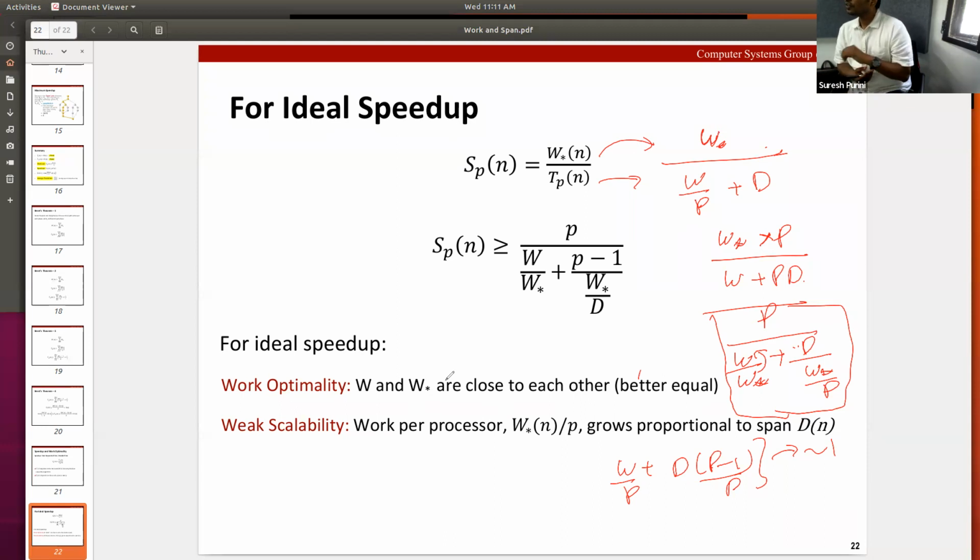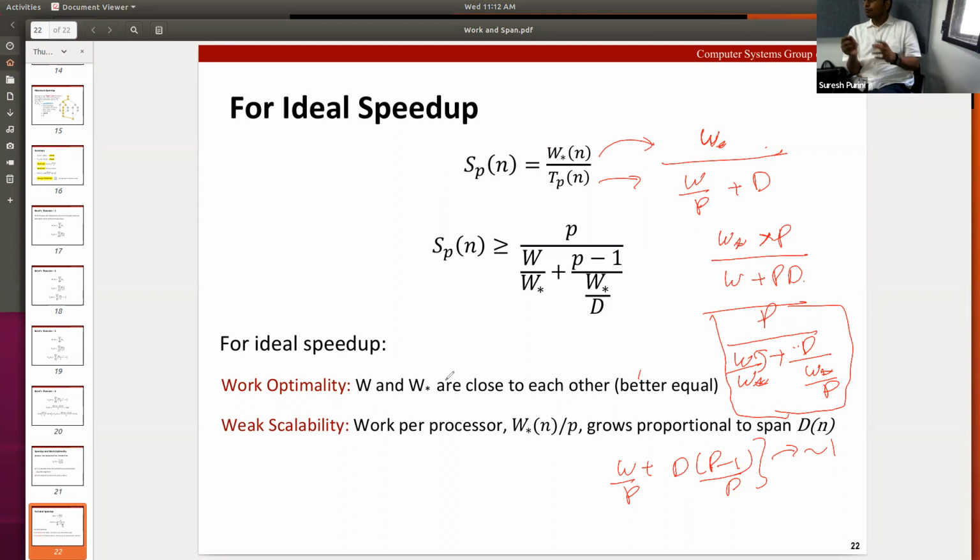Okay, can you give an example of a problem where the parallel algorithm is not work optimal? Is there any program you have encountered? You can think of a problem and its parallel version, but you think the parallel version is not work optimal. Think about it. It's a nice question.